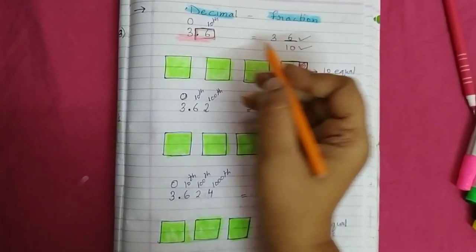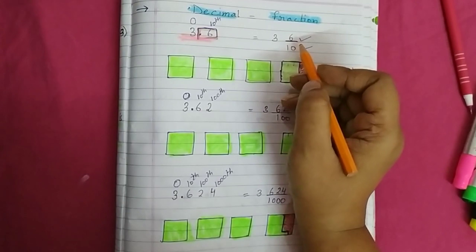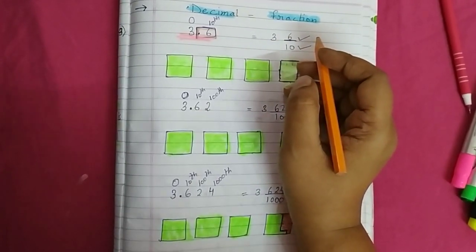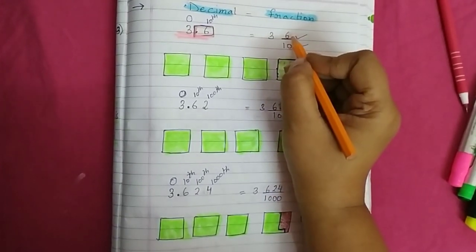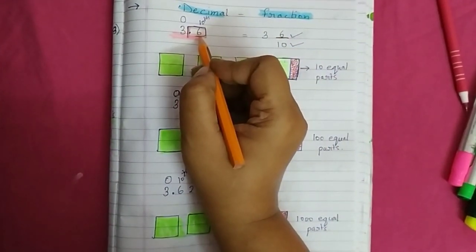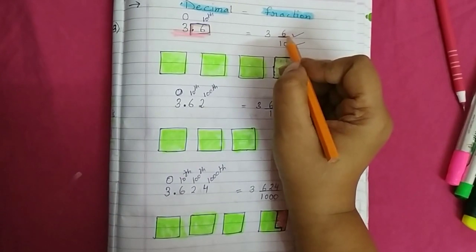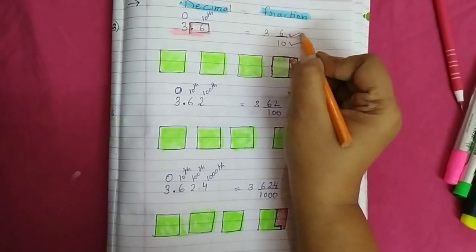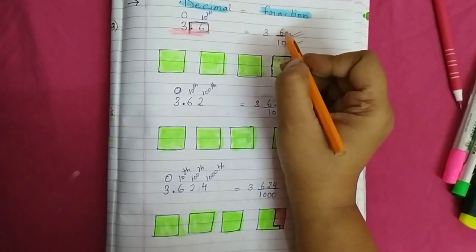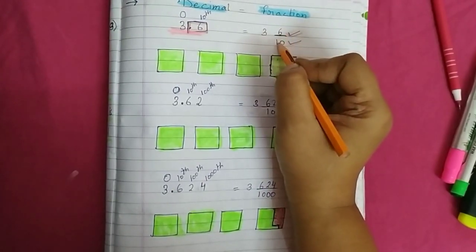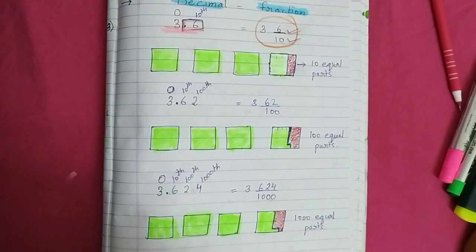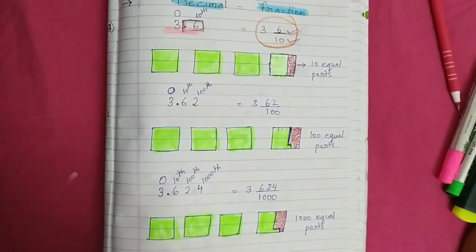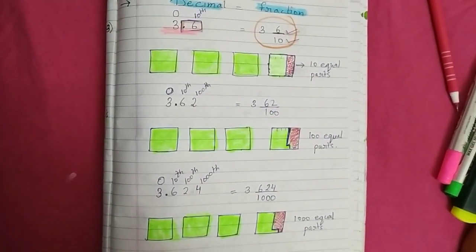Tenth. Okay, so this means the 1 is divided into 10 equal parts, and among those 10 parts, 6 is taken. That is, 6 is taken away. That means 6 is the numerator here and 10 is the denominator. So what will be the fraction? 6 upon 10. And this complete number is what? Mixed fraction. 3 whole 6 upon 10.